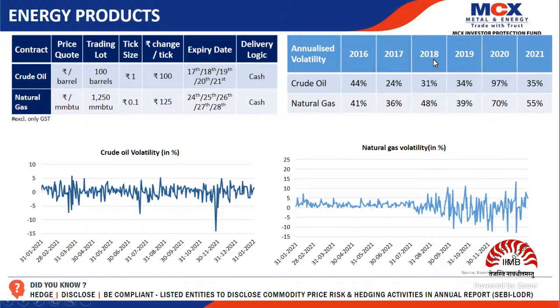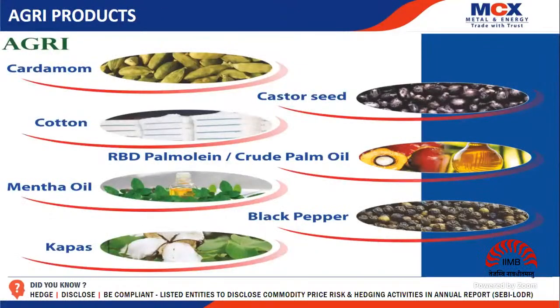So the main broad thing is, if you see the annualized volatility, it is in two digits. If you see any year, it is a huge volatility. These are sensitive commodities. So finally, this thing is agri products.